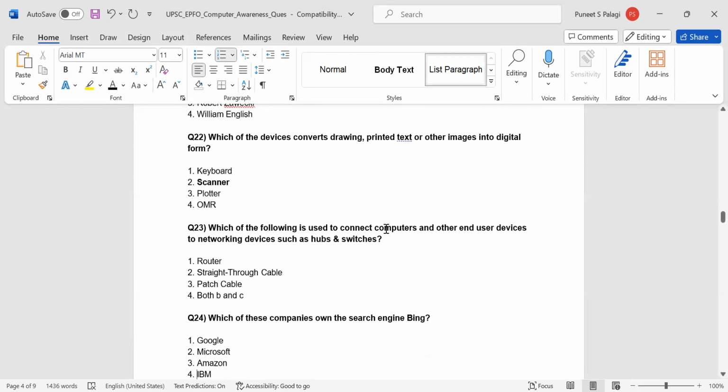So which of the following is used to connect computers and other end user devices to networking devices such as hubs and switches? Router, straight through cable, patch cable, both B and C. So which of the following is used to connect computers and other end user devices to networking devices such as hubs and switches? So the answer is both B and C.